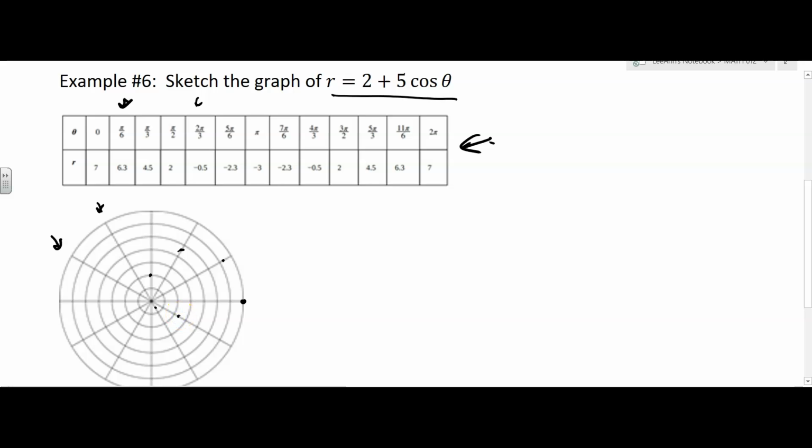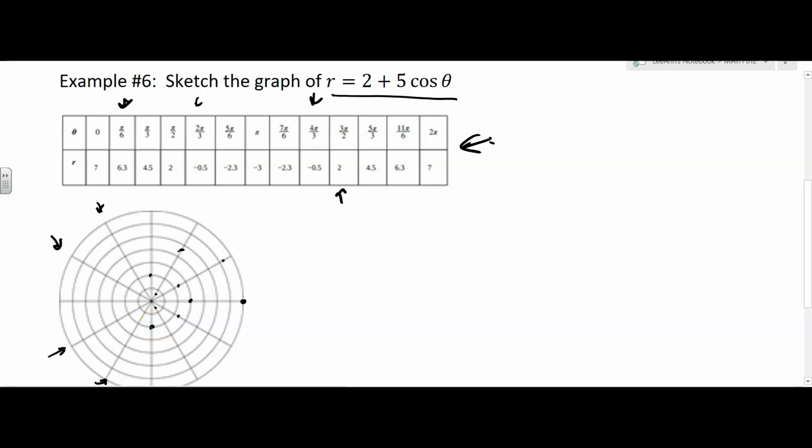and we're going negative 2.3, so like right there. And then pi was negative 3, 1, 2, 3. And then 7 pi over 6, so all the way over here to this line now. And we're going negative 1, 2.3. And then I'm at 4 pi over 3, so right there, that line. And I'm going negative 0.5, so right there. And 3 pi over 2 is 2. So I'm going 3 pi over 2, and I'm going out 2, right there.